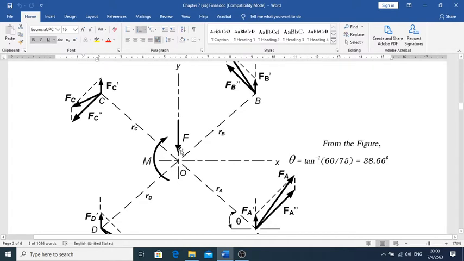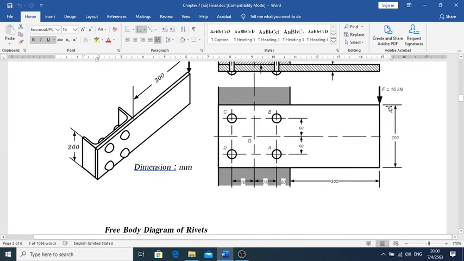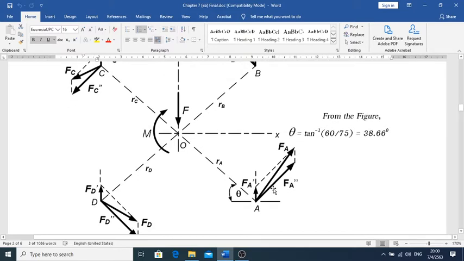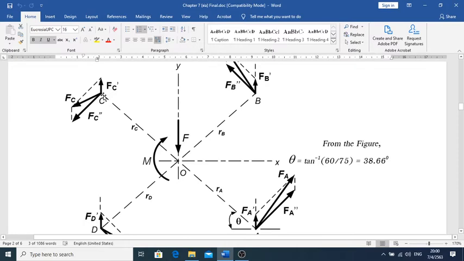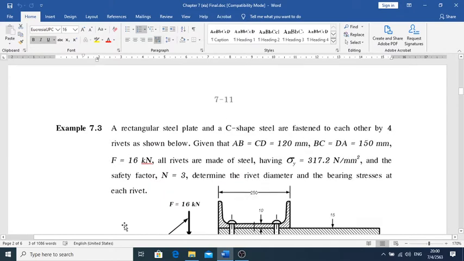So therefore, the force there is going to cause the primary shear, which is the direct shear of the forces F sub A prime, F sub B prime, F sub C prime, and F sub D prime respectively. And then, since we just moved the force F, we're going to have a moment. Okay, so the moment here is going to be F sub A double prime, F sub B double prime, F sub C double prime, and F sub D double prime respectively. So therefore, we're going to have a rectangle.